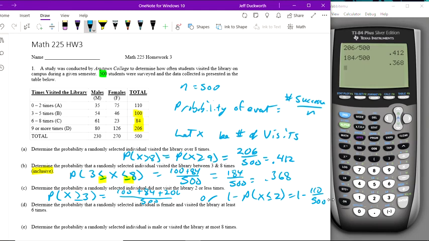D, determine the probability that a randomly selected individual is female and visited the library at least 6 times. So, and, let's highlight that word and. And means intersection.